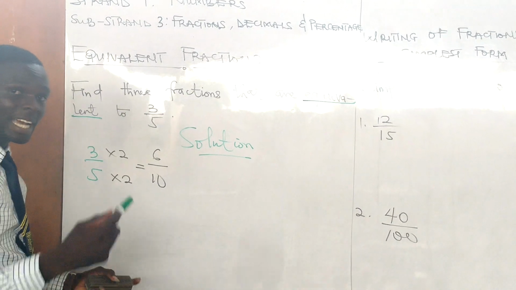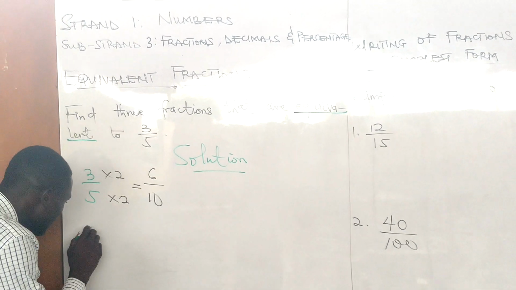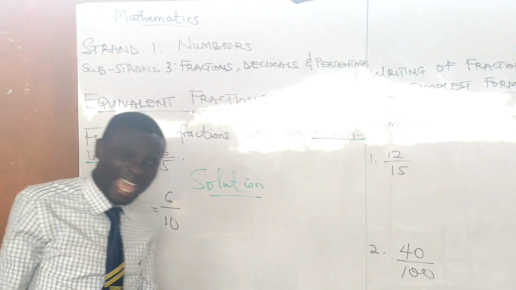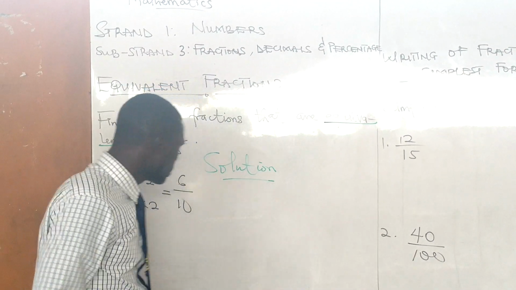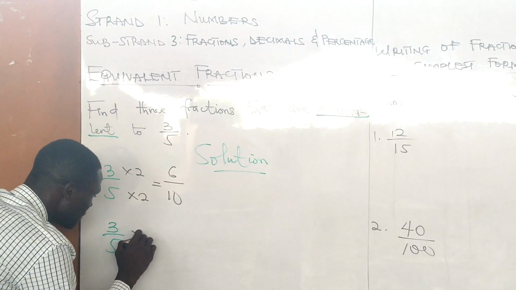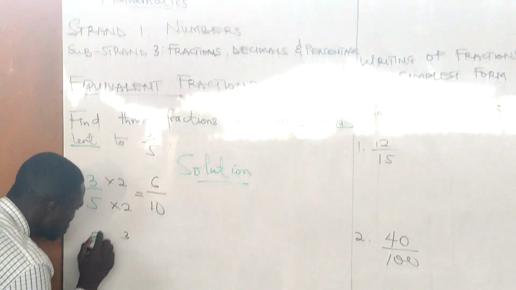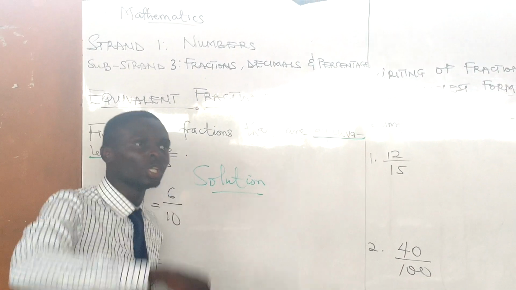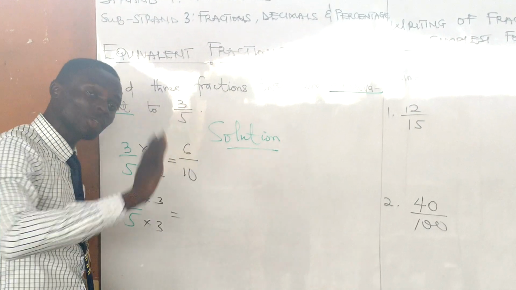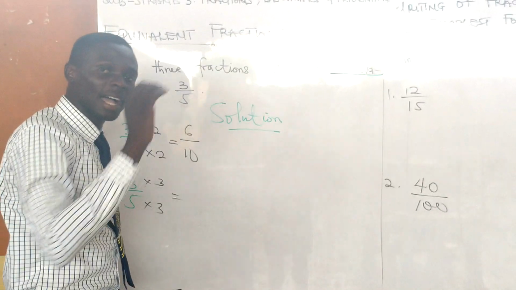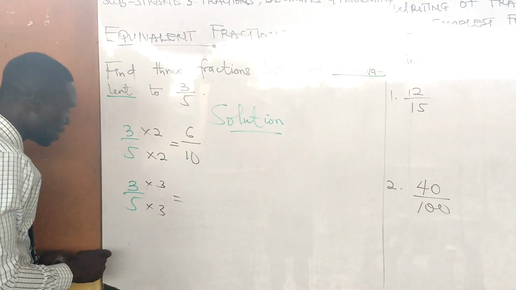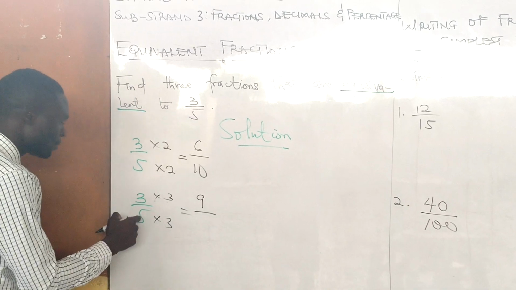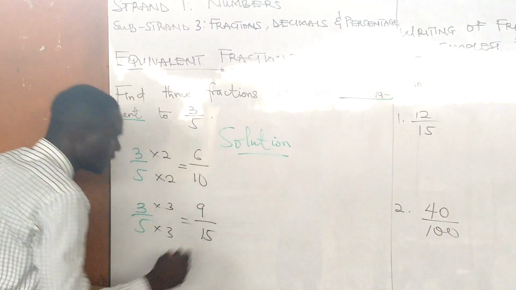Then I'll find another one because I'm to find 3. So I'll take the same 3 over 5. This time I've already chosen 2, so you choose any number of your choice. I want to pick 3. So multiply the numerator by 3 and also multiply the denominator by 3. The number that you choose, you use it to multiply both the numerator and the denominator. So now, 3 times 3 is going to give me 9 over 5 times 3, which is going to give me 15.